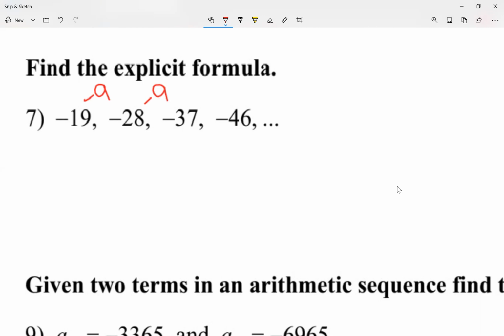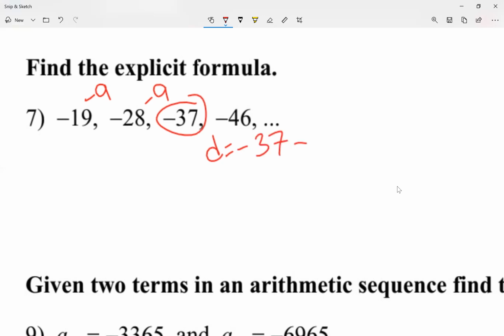I mentioned before, how do we find a common difference if we cannot see it? Choose a number from the list and subtract the previous number. I'm going to call this D for difference. Let's say I choose negative 37, and I subtract the previous number, which is negative 28. Two negative signs put together make a plus sign. So negative 37 plus 28 gives me negative 9. That's another way we find the common difference.